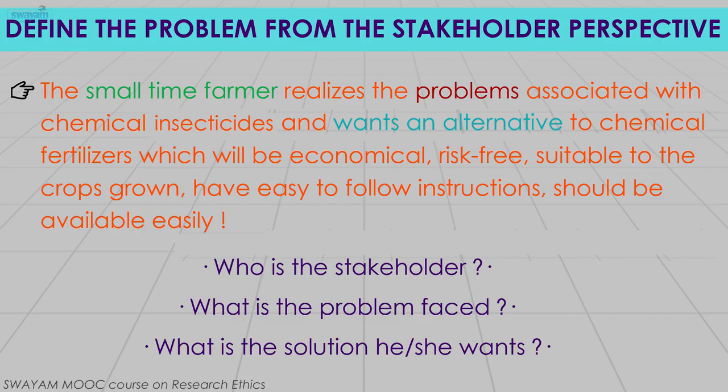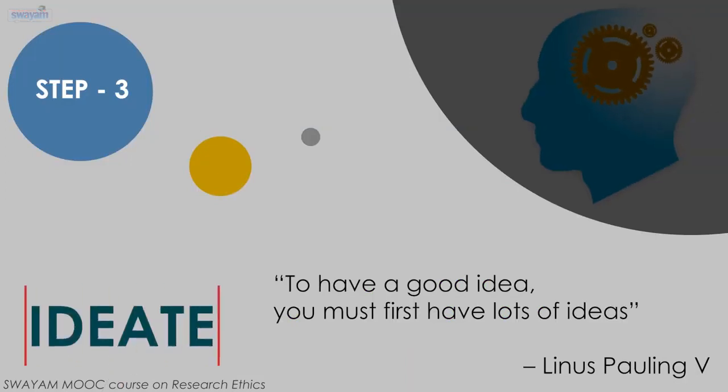The small-time farmer realizes the environmental problems associated with chemical insecticides and wants an alternative to chemical insecticides which will be economical, risk-free, suitable to the crops grown, have easy to follow instructions, and should be available easily. So can you identify who is the stakeholder? What is the problem he or she is facing? And what is the solution he or she wants? We need to develop this.